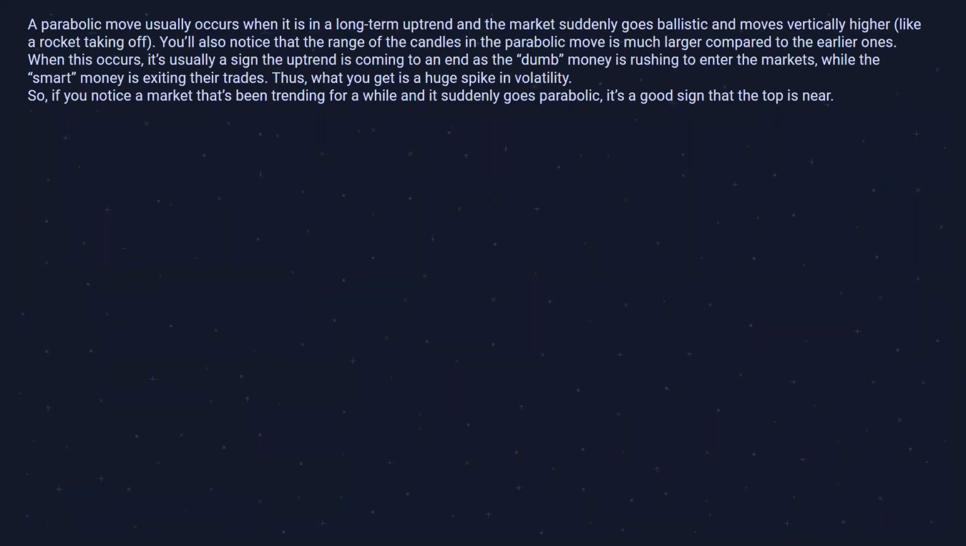A parabolic move usually occurs when it is in a long-term uptrend and the market suddenly goes ballistic and moves vertically higher, like a rocket taking off. This is the rocket part that I always talk about when it just takes off.